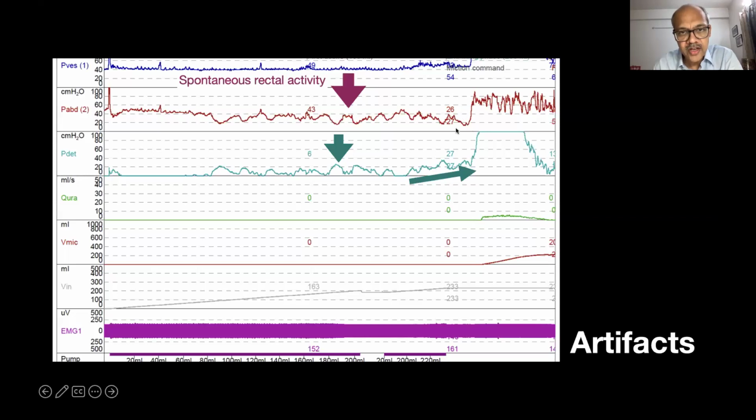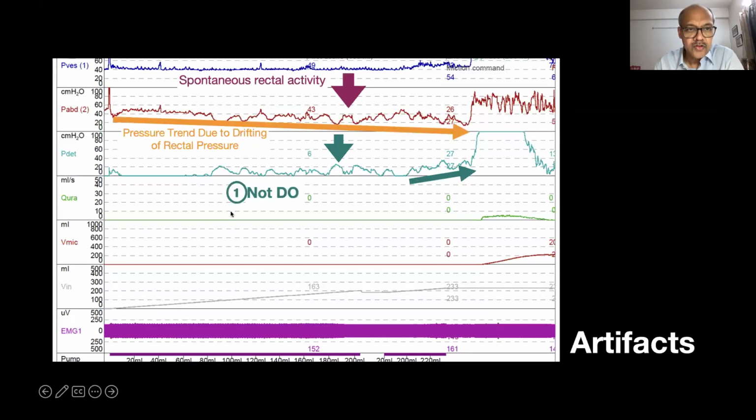So it's going downwards. And that's reflected in what appears to be reduced compliance on the bladder, which is not true. Because if you see the vesical line, it's holding steady at the same flat level. So there's not much of a change actually in pressure. All these changes are artifacts. So it's not diffuse overactivity and it's not a poor compliance.